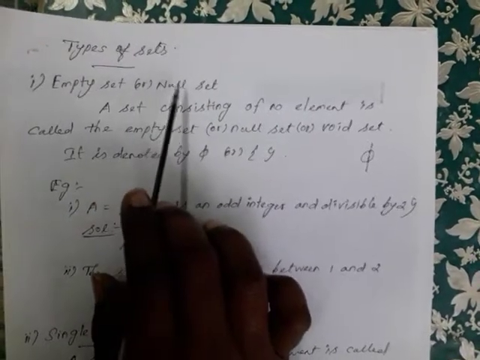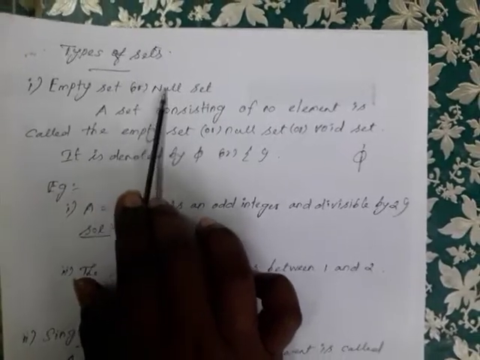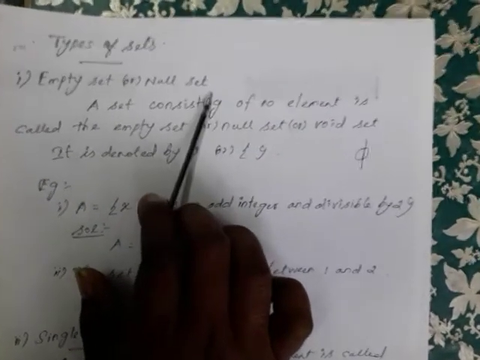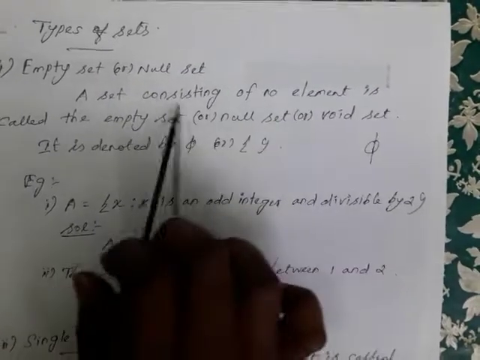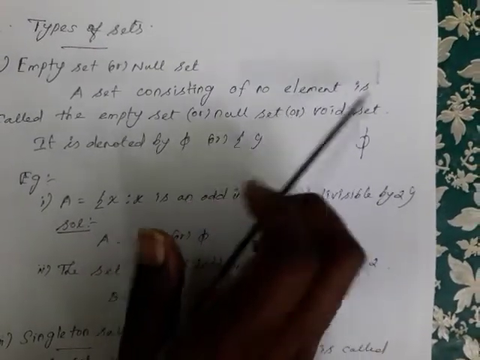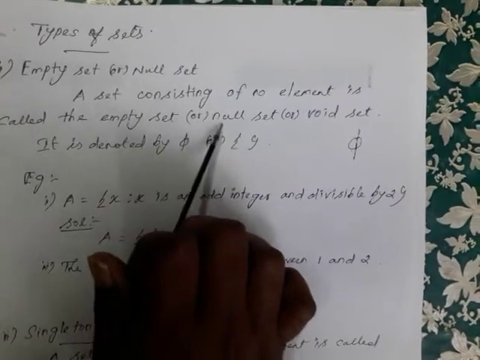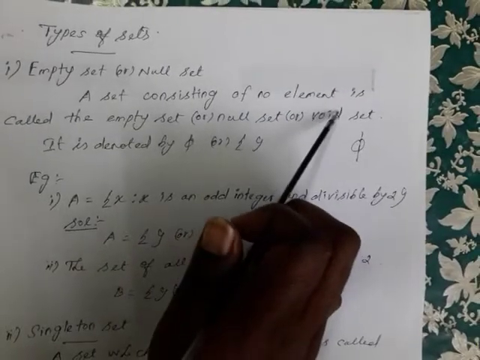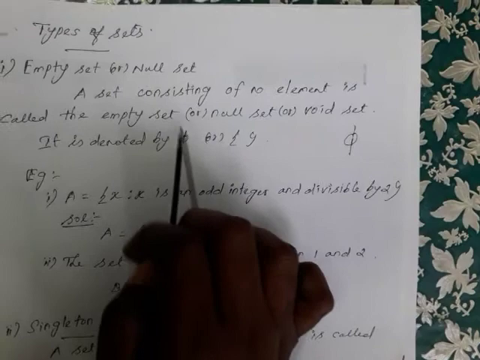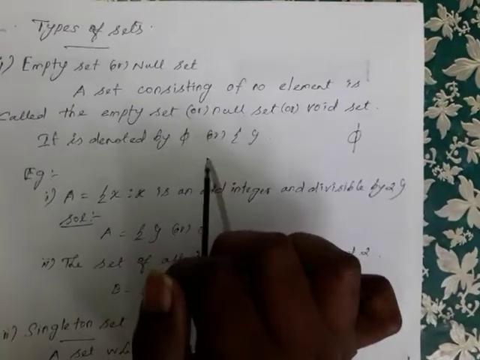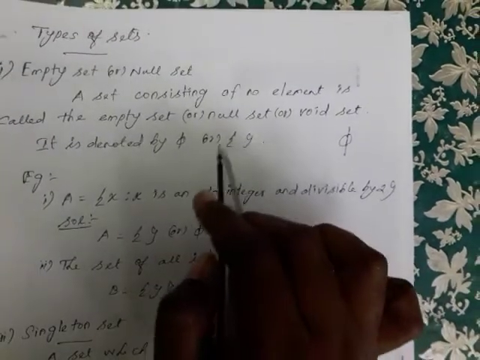This heading you will understand. Empty means nothing. So, when there are no elements, that is called the empty set. A set consisting of no element is called the empty set. Another name is null set, and it is also called void set. It is denoted by the empty set symbol or by empty curly brackets.